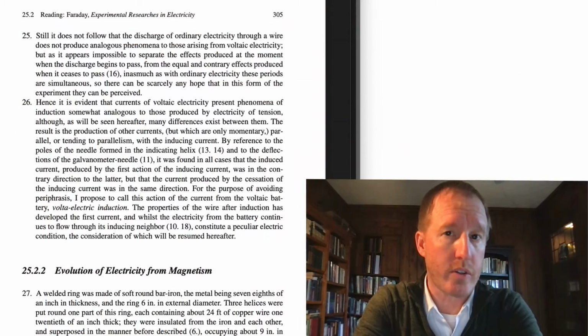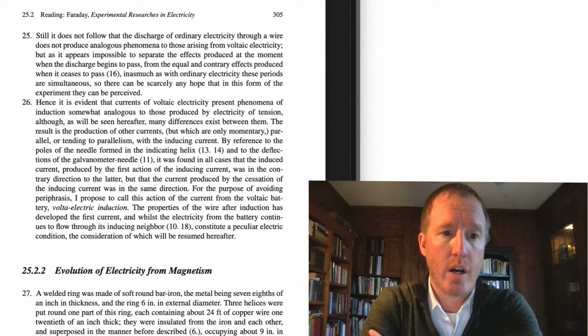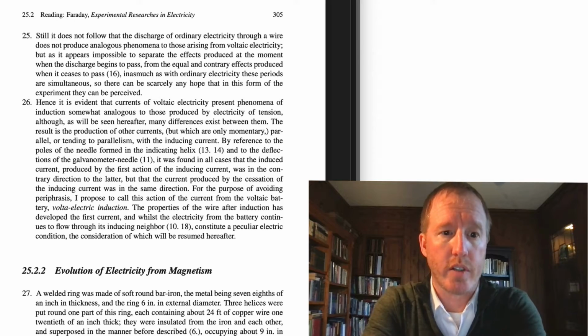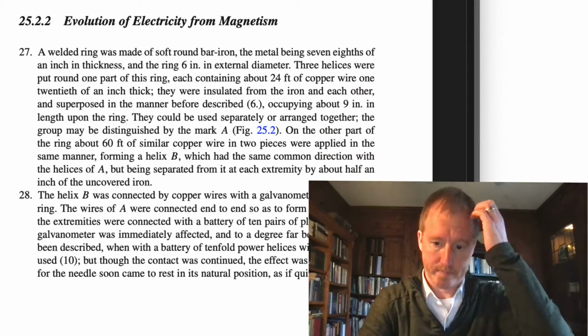And it only happened when the current in the primary, or the first coil, was turned on or when it was turned off. When there's a constant current flowing in the primary, there is no current in the secondary coil. So this seems to be a very curious effect. And now what he's going to do is explore this further. So that brings us to about page 305 in the section titled Evolution of Electricity from Magnetism.